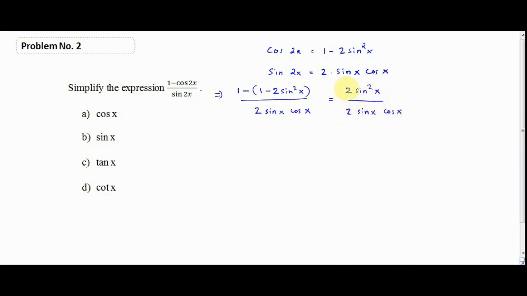Here 2 is common in both the numerator and denominator, so we may cancel those two. Then we have sin x in the denominator and sin square x in the numerator, so we may cancel sin x from both. The numerator reduces to sin x and the denominator reduces to cos x. So we have sin x by cos x, which is equal to tan x. So the right answer is tan x, which is given by option C. Option C is the right answer.